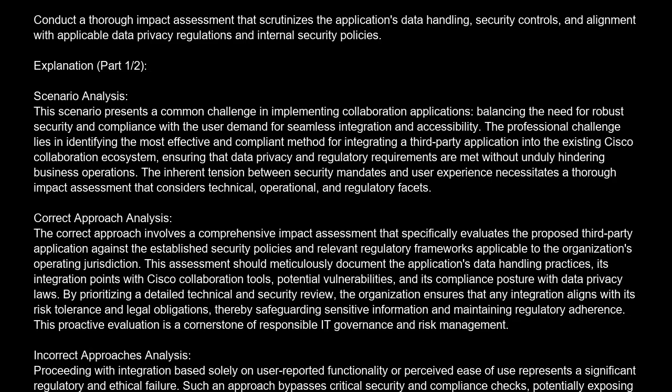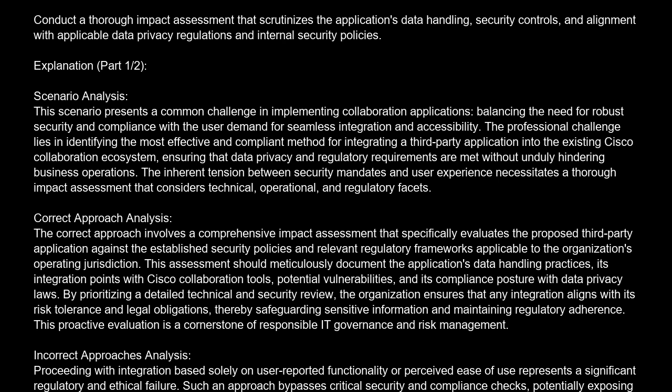The correct answer is A. Conduct a thorough impact assessment that scrutinizes the application's data handling, security controls, and alignment with applicable data privacy regulations and internal security policies. Explanation: scenario analysis.